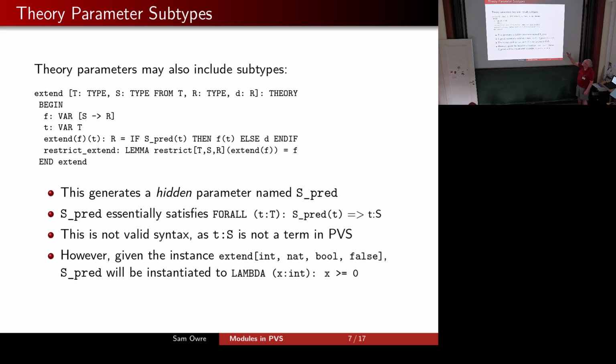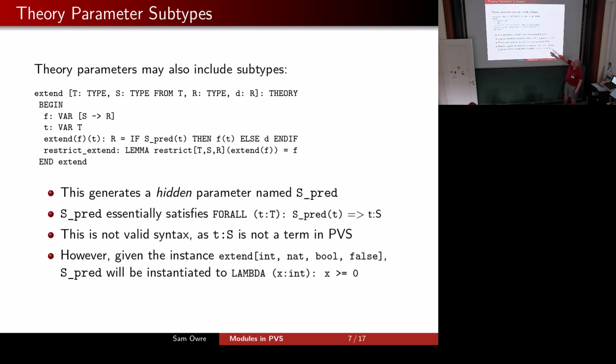So this, you could put int for T, nat for S, and then you could say D is going to be 0. And that means if your function from nat to nat is not defined on the nats, then pick 0 as the value. And what happens is when you instantiate the T and S from outside, essentially that S pred that you see there is kind of like an extra hidden parameter. And it gets instantiated.